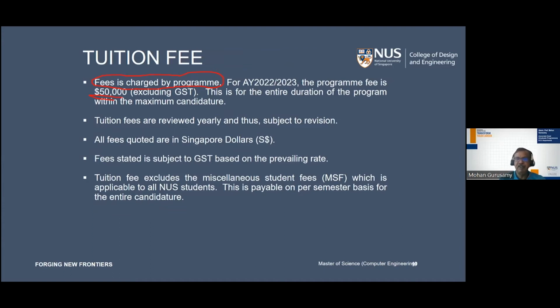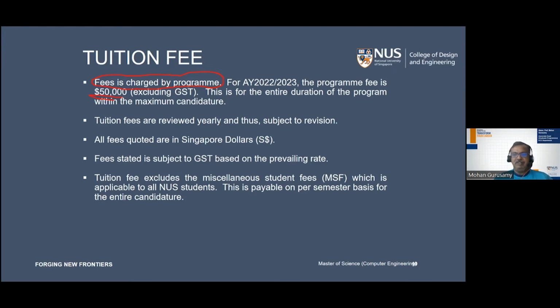What does it mean? Program-based fees means whether you complete it in 2 semesters, 3 semesters, or 4 semesters, the fee is the same. Let's say you are a full-time student. Full-time student means you will stay in the system for a minimum of 2 semesters, studying this program, and a maximum of 2 years, that is 4 semesters. So whether you complete the program in 2, 3, or 4 semesters, the total fees would be $50,000. This is for the next academic year.